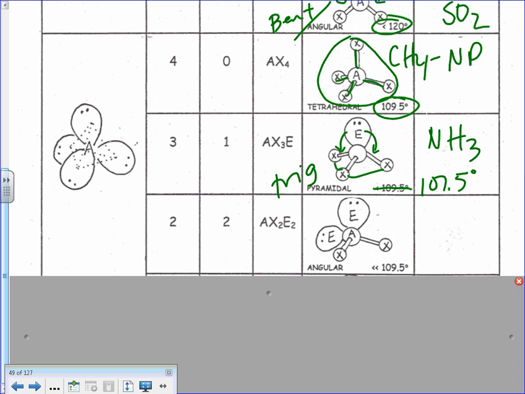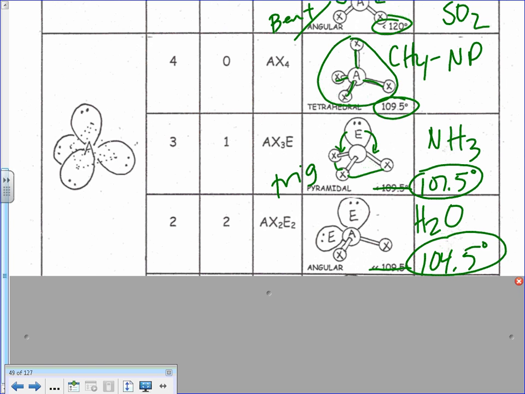Water. This is H2O. Okay, so we went down from 109.5 to 107.5 with a drop of one lone pair. With a drop of a second lone pair, it's actually way less than 109.5, and it's actually 104.5. It looks like it's going to be a 2-drop, but it's actually a 3-drop on this one. So 104.5 is an example for water.